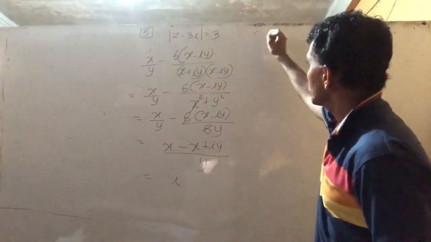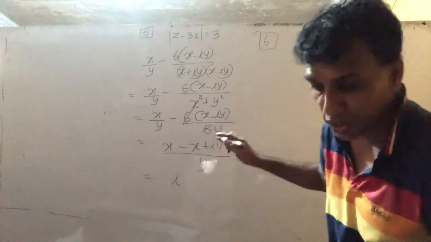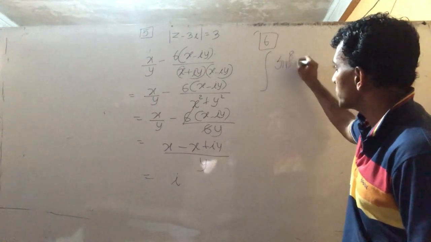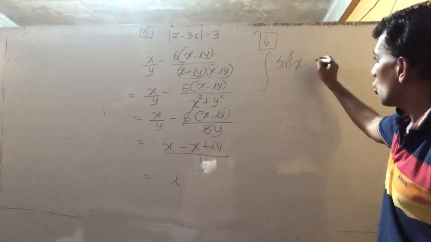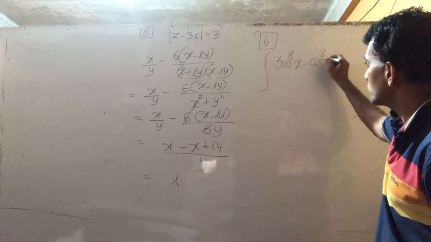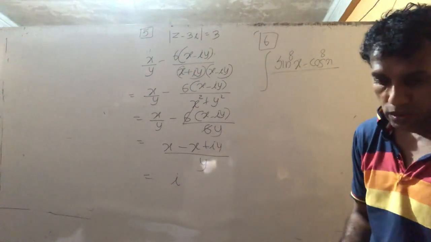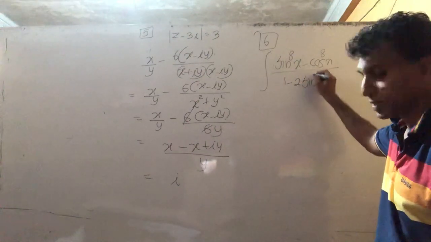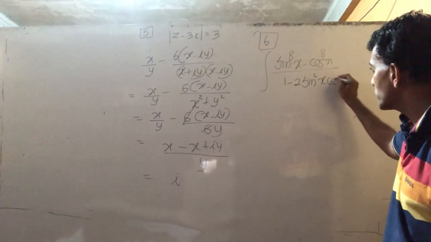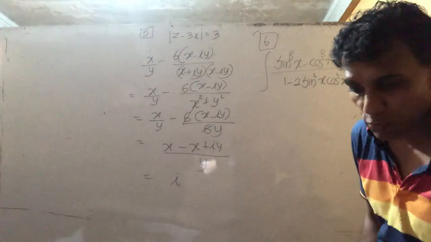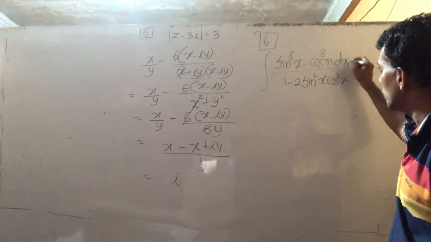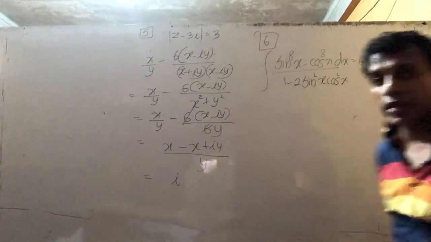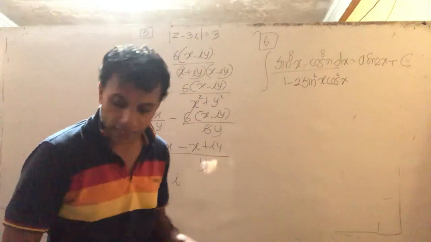Next, question number 6. It's integration: the integral of sine to the power 8x minus cos to the power 8x over 1 minus 2 sine square x cos square x, dx, equal to a sine 2x plus the arbitrary constant c, right? Here, find the constant a.